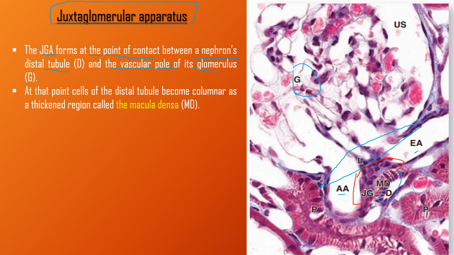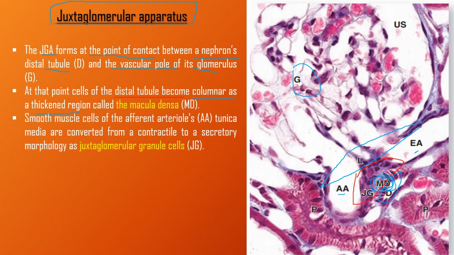So at the point of contact, cells of the distal tubule become columnar, as a thickened region called the macula densa. These are the macula densa cells, which become columnar as a thickened region called the macula densa, and the smooth muscle cells of the afferent arterioles' tunica media are converted from contractile to secretory morphology as juxtaglomerular cells, JG cells, as you can see here.